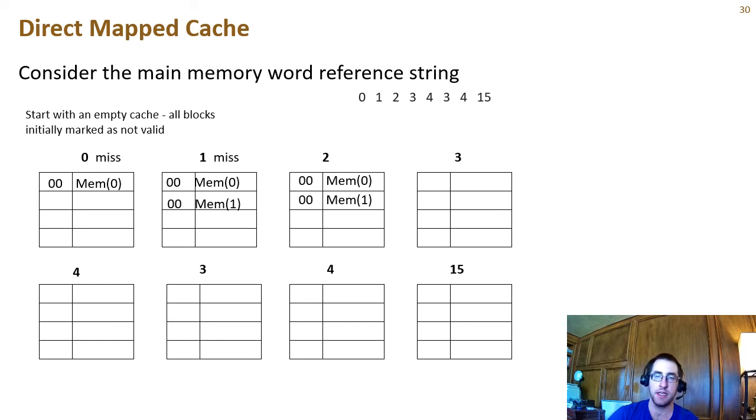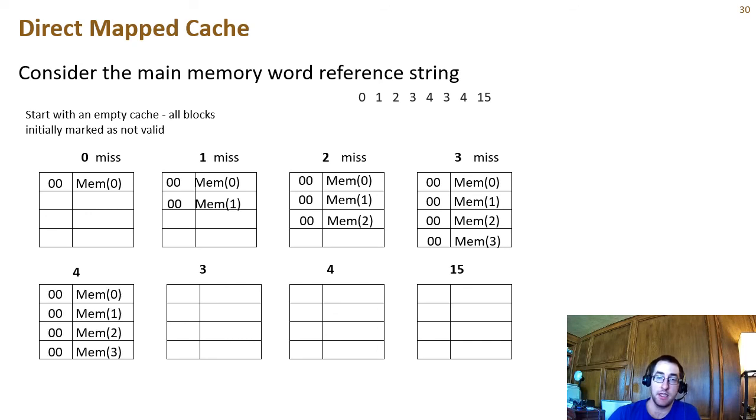Address 2 has an index of 2 and a tag of 0 0. It is again a miss, and we load the tag 0 0 and the data that's in the memory location 2 into the cache. And then 3 is a miss. The word address 3 is 0 0 1 1, right? So tag 0 0, index 1 1, or 3. And so we load the value of memory address 3, or really block address 3, into the cache.